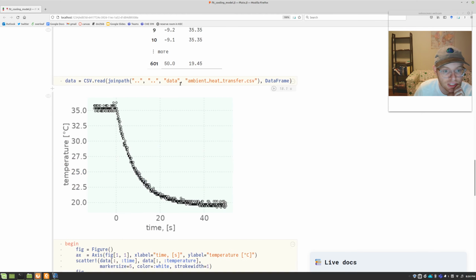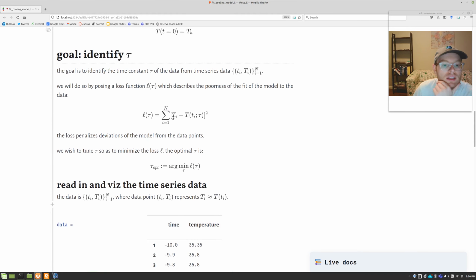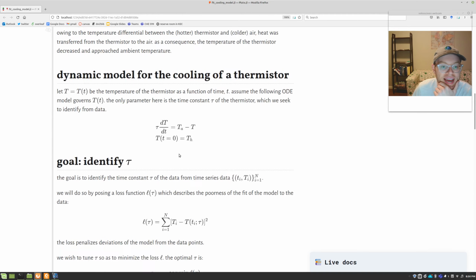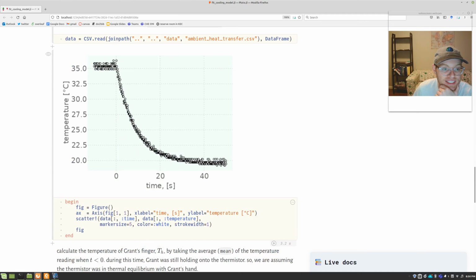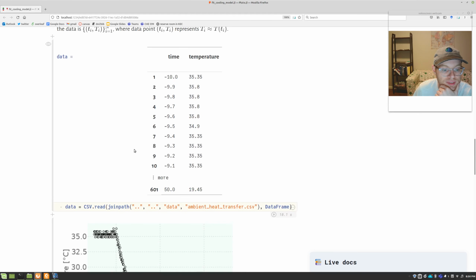Okay, so I just loaded in the data and plotted it here. Now what we want to do is find the tau in this differential equation that gives a T of t curve that matches this data. So we want to find the tau that makes the model predictions go through this curve, through this data.